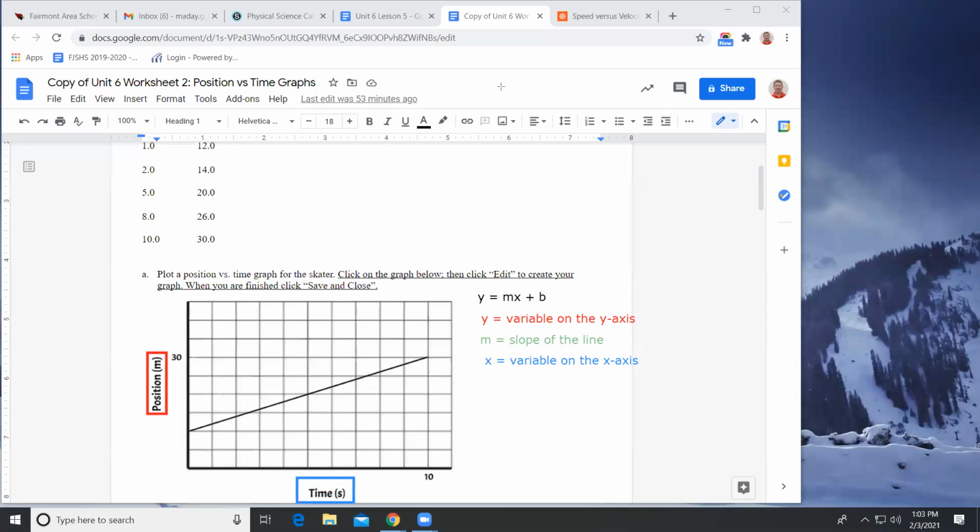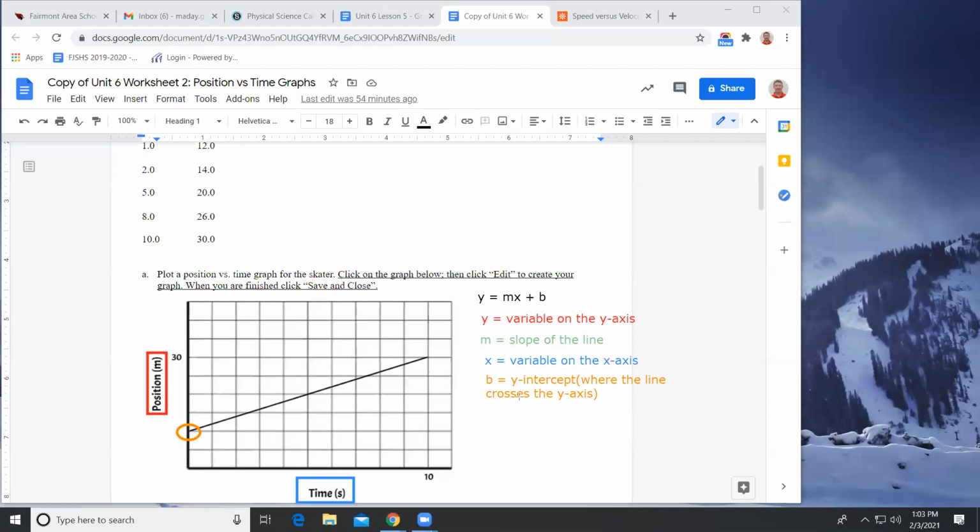Then the last piece is looking at the b. Remember back to the beginning of the year, b is going to be equal to the y-intercept. This relates to where the line crosses the y-axis. Looking at this graph, we can see it crosses the y-axis at this point right over here. We'll get into that in a little bit when we actually write this out. So those are the key things, or what each of these mean.